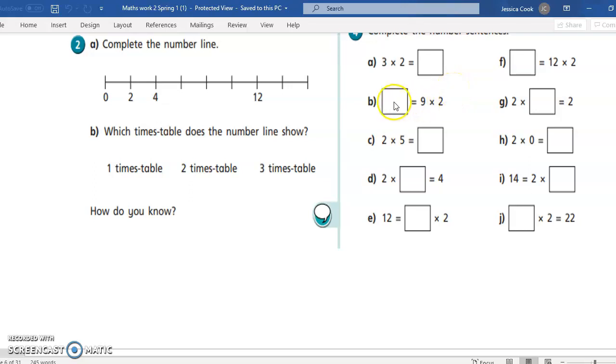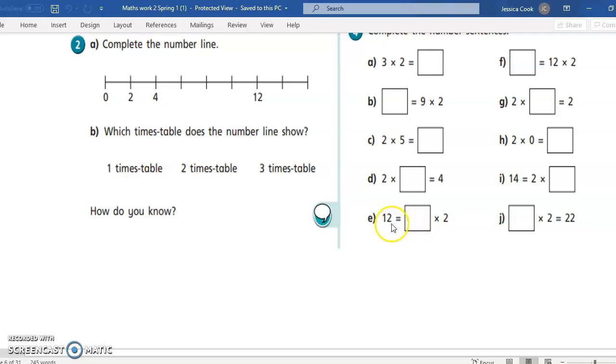Can you see this one here where it's got the equals sign first? It's just the same number sentence but just a different way around. So you do 9 times 2. What is 9 groups of 2? And your answer would go here, okay? So this one's the same, isn't it?